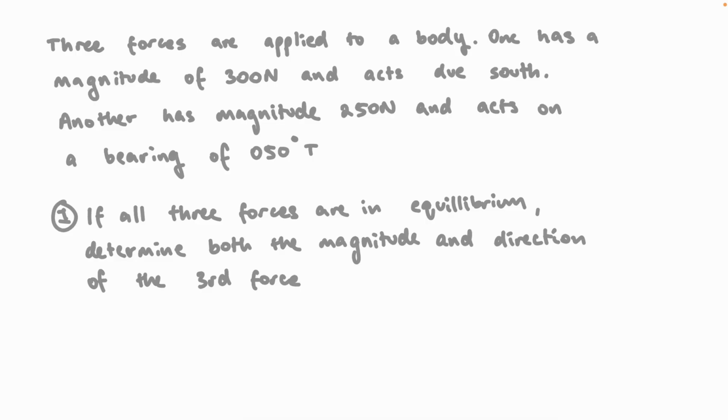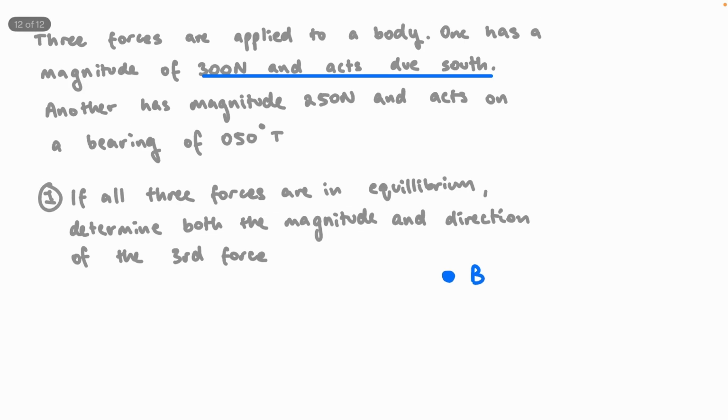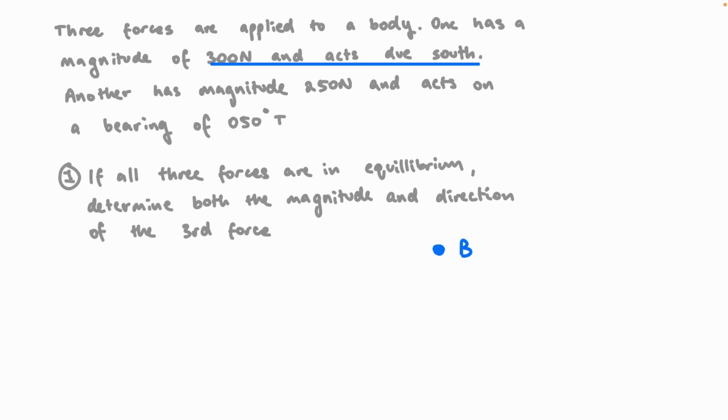So let us first talk about this 300 newton vector that is acting due south. Okay, and it's applied to a body. So let's suppose we have a body like this. We have some object B, and we're applying some force to it. If we're applying a force 300 newtons due south, that means you have some sort of pulling action downwards with a force of 300 newtons. That's all that first section is talking about.